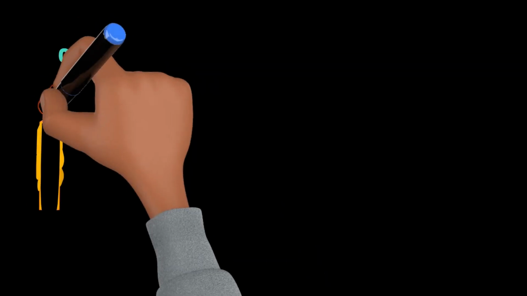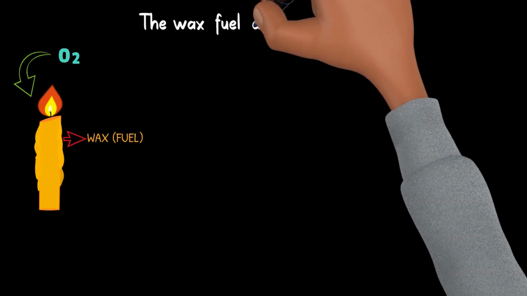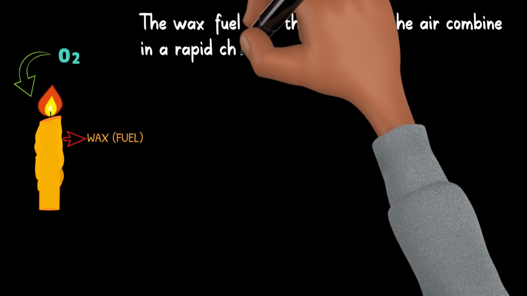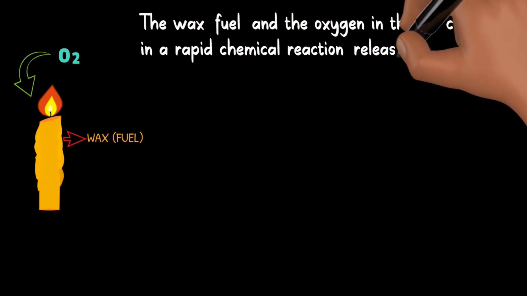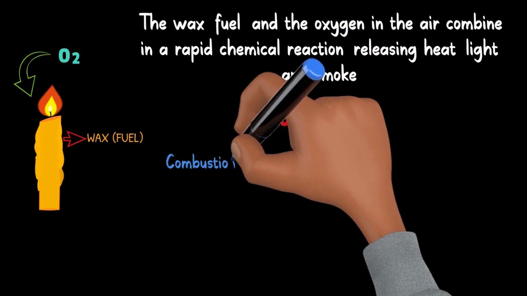Imagine lighting a candle. The wax, that's the fuel, and the oxygen in the air combine in a rapid chemical reaction, releasing heat, light, and smoke. This process is called combustion. Let me explain it in contrast.